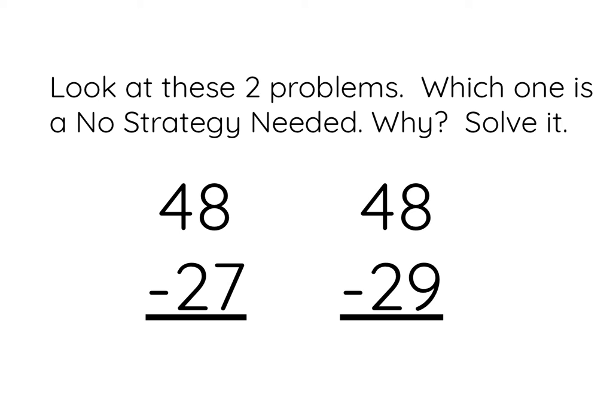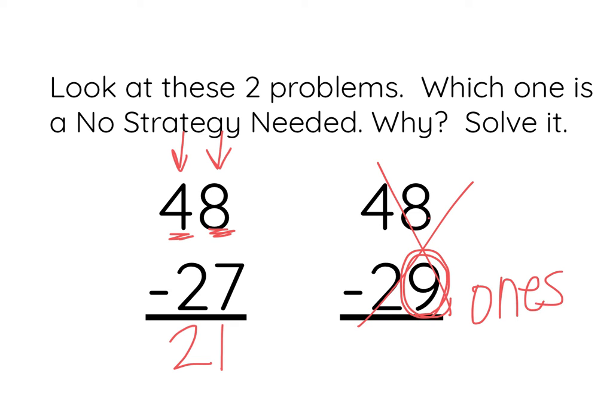Let's look at these problems. I have 48 subtract 27 and 48 subtract 29. One of these you can solve without any problem, and one of these needs a strategy. Well, yes, this one the answer is 21 because I can just subtract going straight down. My big digits are all on the top, so I can solve it. This one, the 9 is larger than the 8, so I need a strategy. So the ones column is giving me problems.